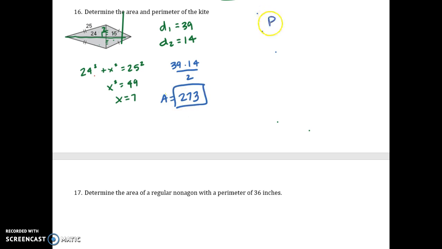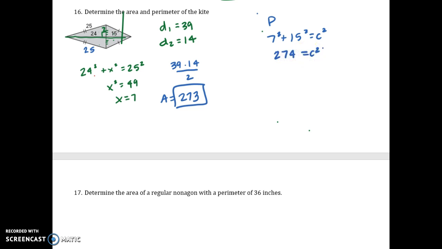Now for your perimeter, you got to add up all the sides. You know that side's 25 and that side's 25. We're going to have to do Pythagorean theorem again with the 7 and the 15. So 7 squared plus 15 squared equals c squared. This is not a Pythagorean triple. So 7 squared plus 15 squared is 274.